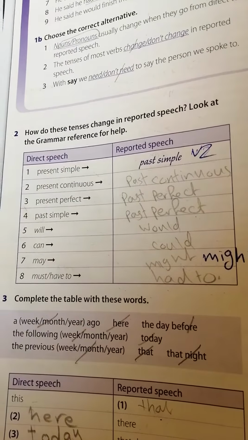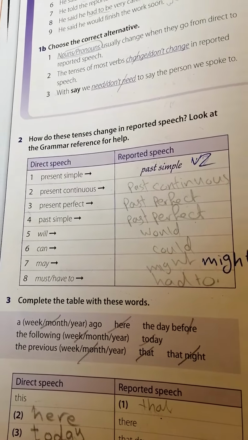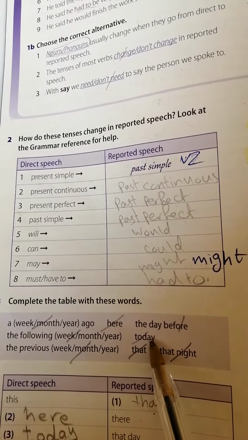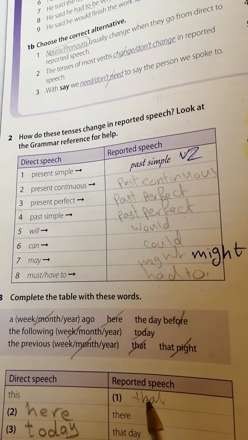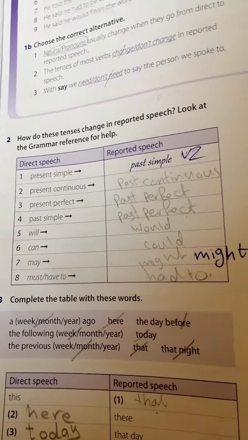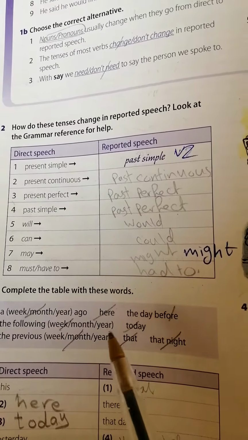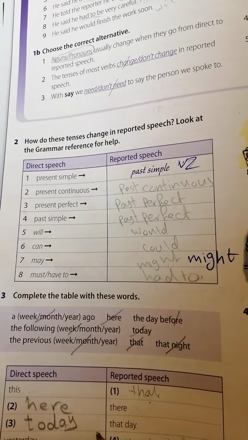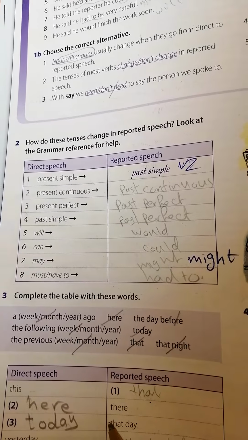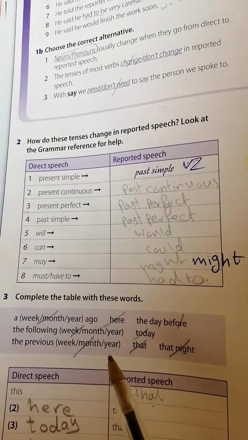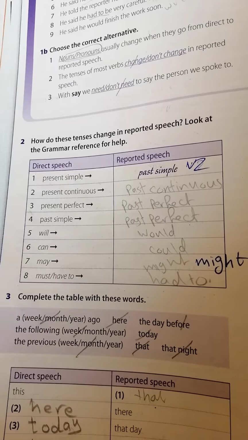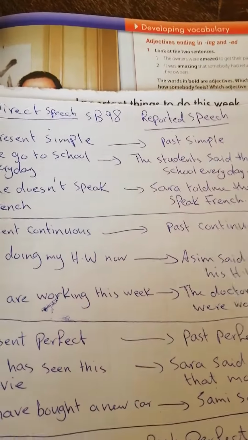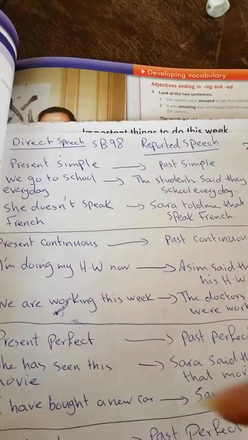And in exercise 3, we did it together. We changed the time as well. For example, today we change it to that day, tomorrow we change it to the following day. This night we change it to that night. What else? We also said, for example, this week we change it to that week or the previous week. Now, let's take some examples and how do we change them.